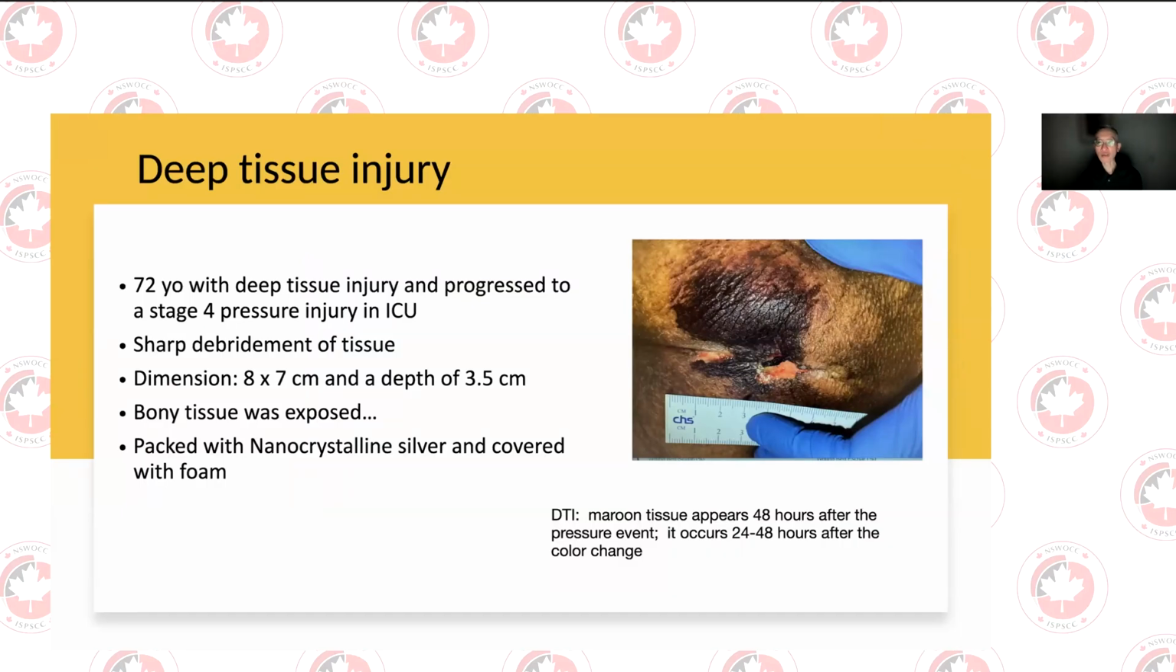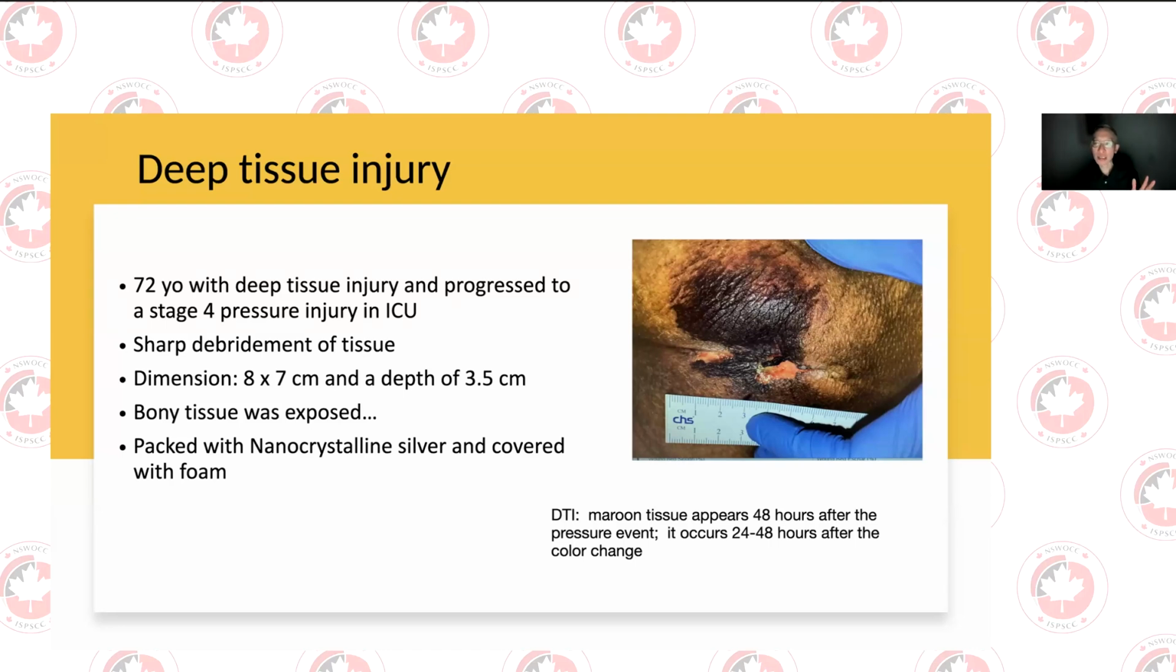This is another interesting patient. A patient with initially what we thought was a deep tissue injury, in the intensive care unit. And the nurses didn't think too much about it, because it looked like a deep tissue injury. What else can we do, right?